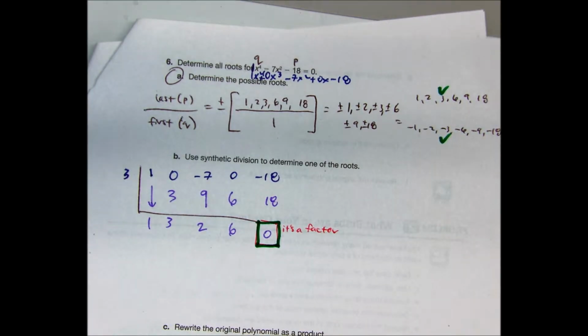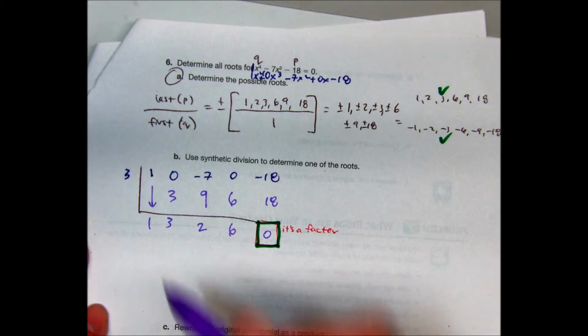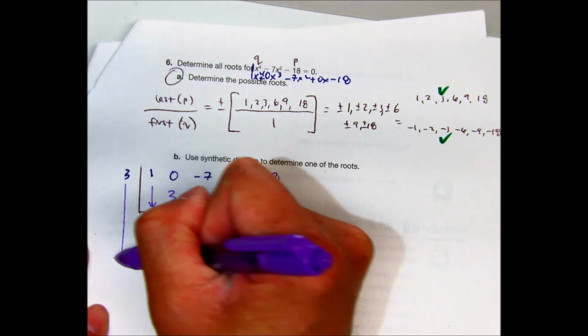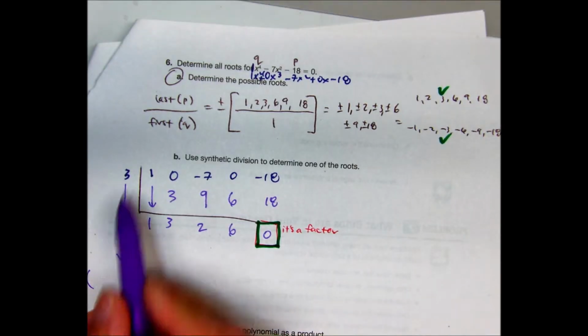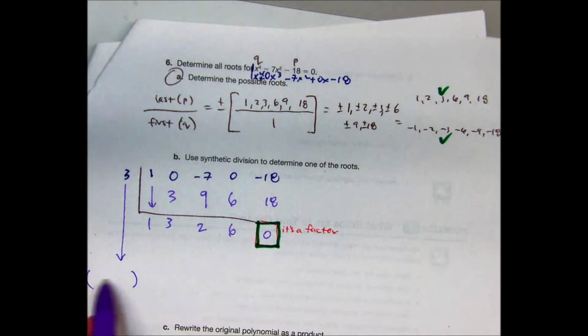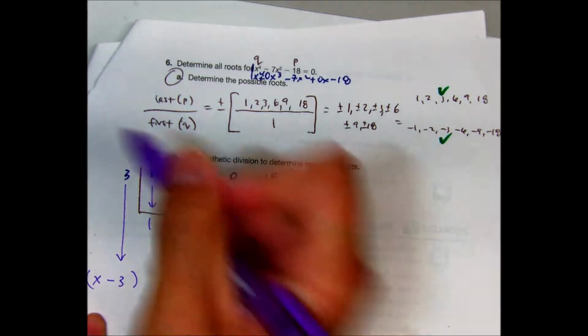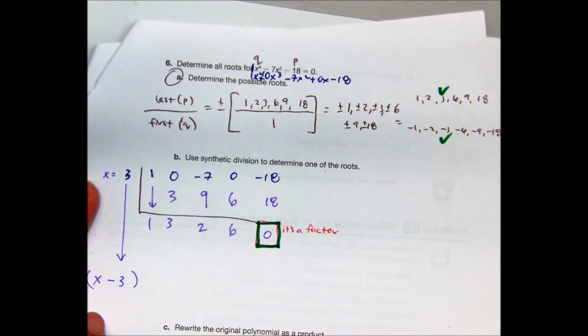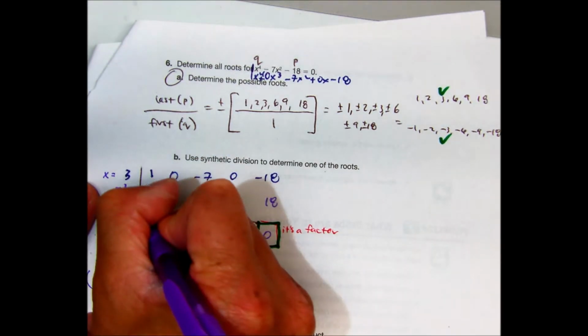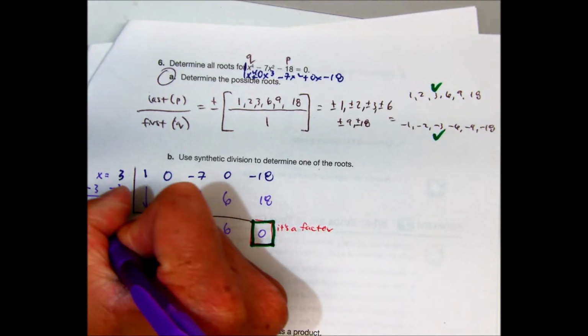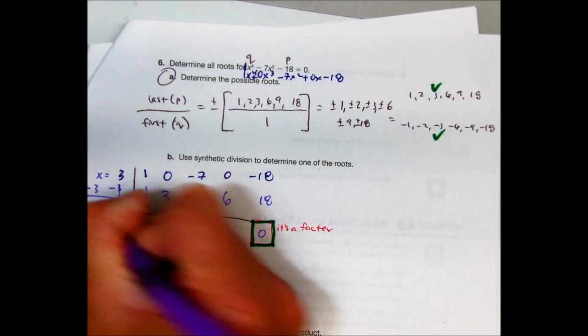Okay? Then it tells us, rewrite the original polynomial as a product. Class, am I going to write x plus 3? Yes or no? No. What am I going to write? X minus 3. The reason why is that this is x equals 3, and you would have to subtract both sides to get a binomial. Okay?